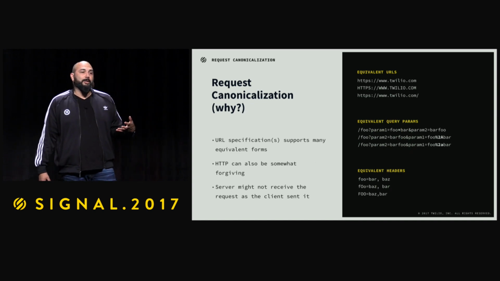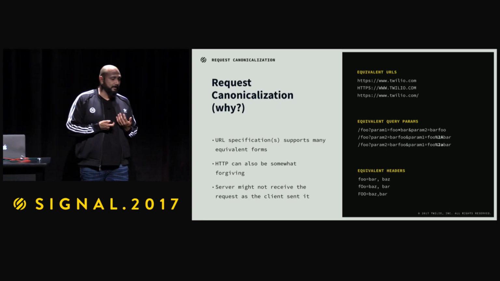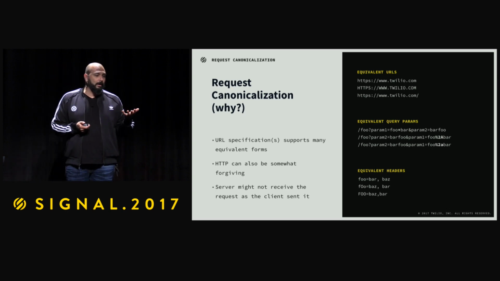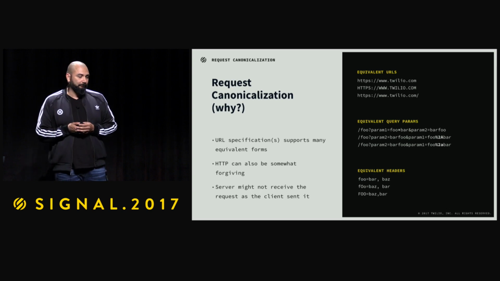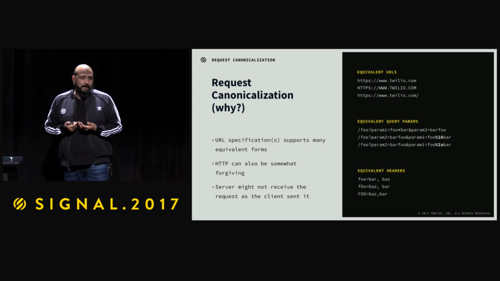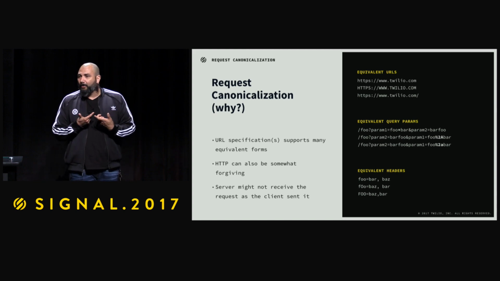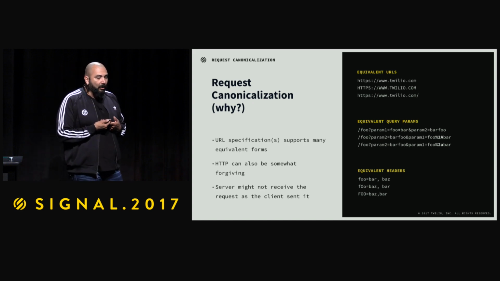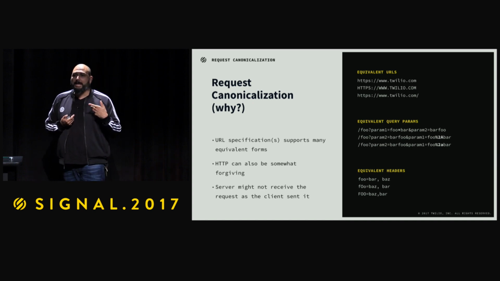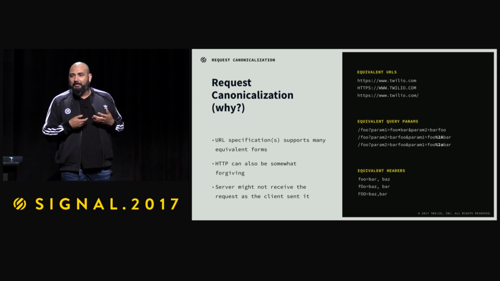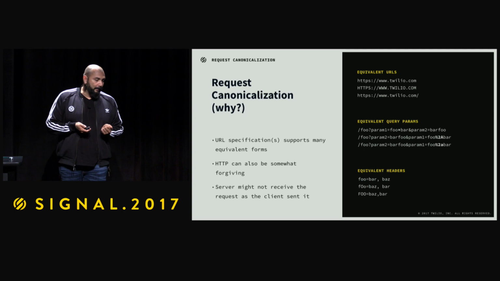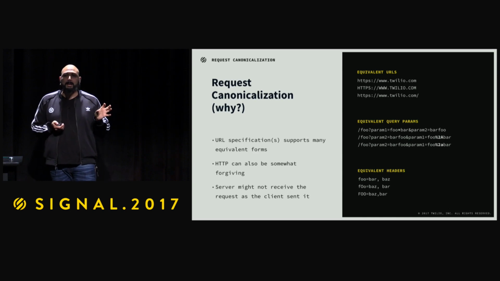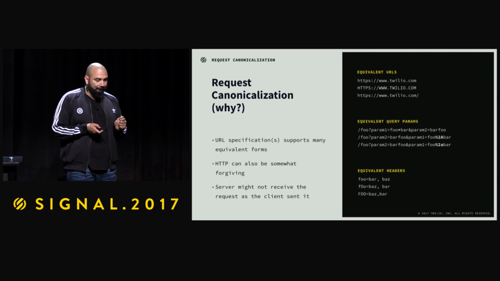So why do we want to canonicalize a request? The URL specifications support many equivalent forms that say the same things. On the right side, you see three URLs that all point to the Twilio homepage. Also, HTTP itself can be somewhat forgiving. We can order query parameters in different ways, and they all essentially mean the same thing. We can URL encode certain characters. Again, those mean the same thing. Also, header names in HTTP are case insensitive. You could use all uppercase, all lowercase, or mixed case, and those all essentially mean the same thing. But the most important reason why we want to canonicalize a request is that by the time a server receives a request, it might not look exactly the same as the client sent it.